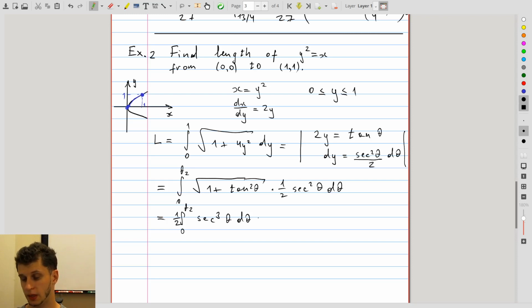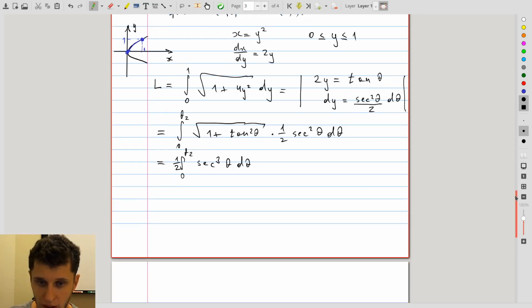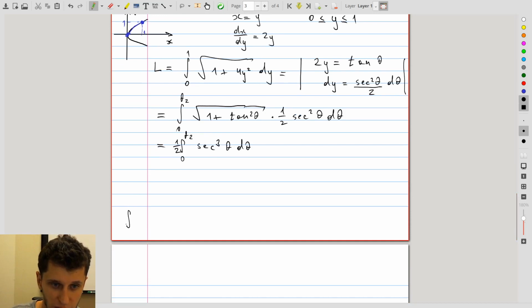Now, how do I integrate secant cubed? Well, we are supposed to know the integral of secant. We are not supposed to know by heart the integral of secant cubed. So how do I go from secant cubed to secant? You're correct. Either I remember the reduction formula or I don't, and then I just integrate by parts. So let's make this computation separately. So I want to integrate secant cubed theta d theta.